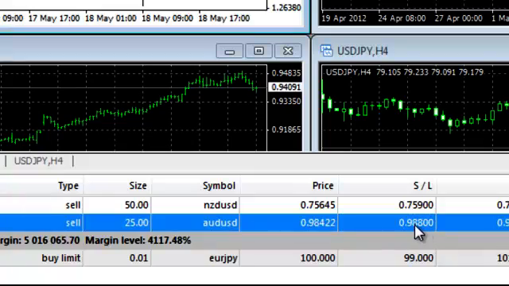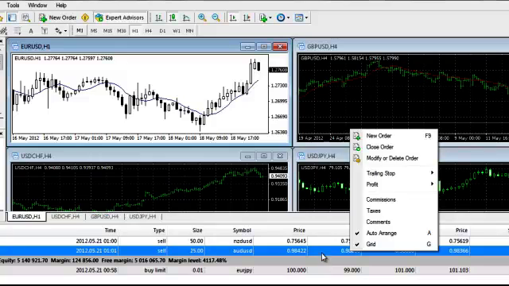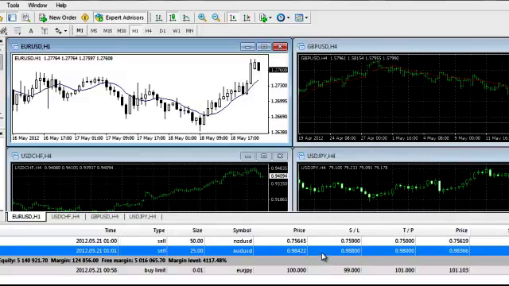why does it still say 98.80? It didn't change. Okay, so let's change that. For some reason it didn't change, so here's what we're going to do. We're going to now modify the order. Okay, so if I were to say move your stop to so and so, you click on the pair, highlight the pair you want to make the change.